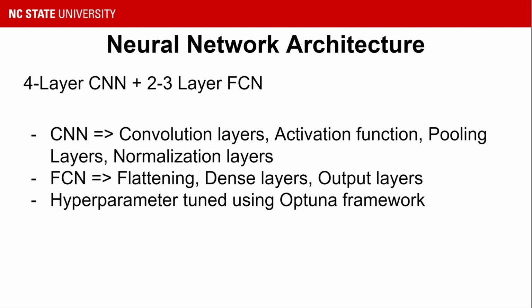So for our architecture, we're using a 4-layer CNN plus a 2 or 3-layer FCN. That is variable. The CNN contains convolutional layers, an activation function, pooling layers, and normalization layers. The FCN contains flattening layers, dense layers, and output layers. Our hyperparameters were tuned using the Optuna framework, and that was done remotely.